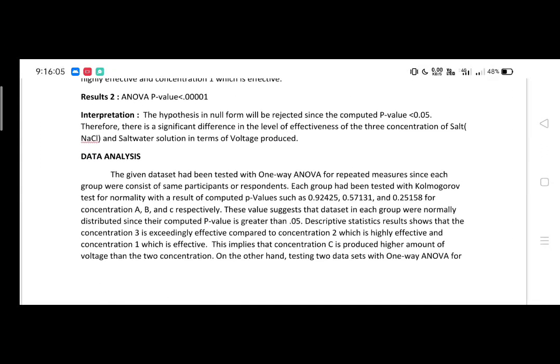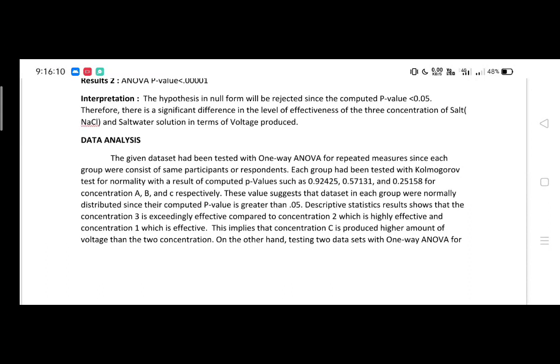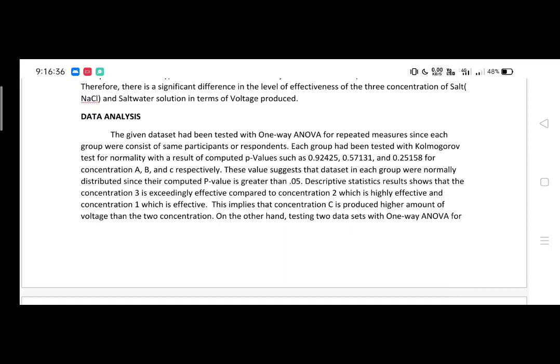The data analysis. The given dataset was tested with one-way ANOVA for repeated measures, since each group consists of the same participants or respondents. Each group was tested with the Kolmogorov test for normality, with computed p-values of 0.92425, 0.57131, and 0.25158 for concentrations A, B, and C respectively. These values suggest that the dataset in each group was normally distributed since their computed p-values are greater than 0.05.